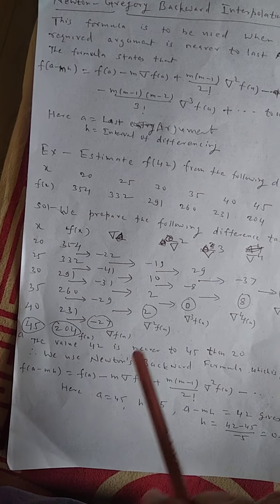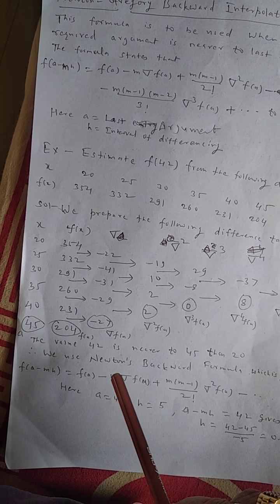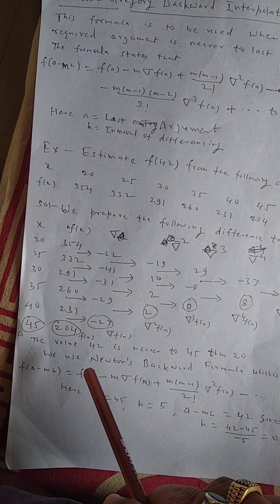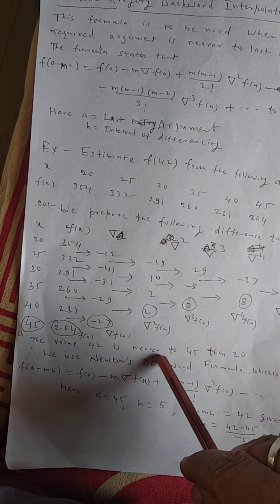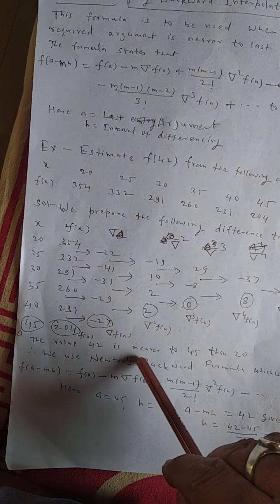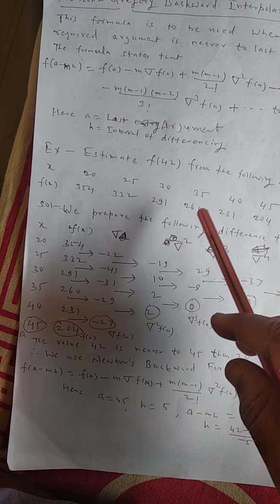The value 42 is nearer to 45 than 20. Therefore, we use Newton's backward formula. Actually, this sentence you write at the start of the solution.